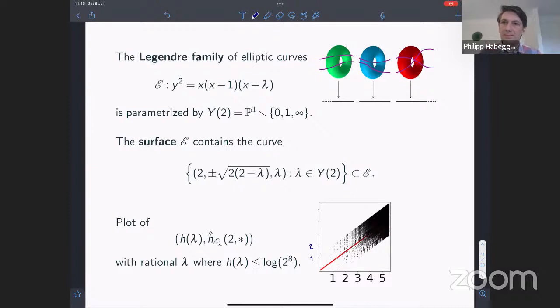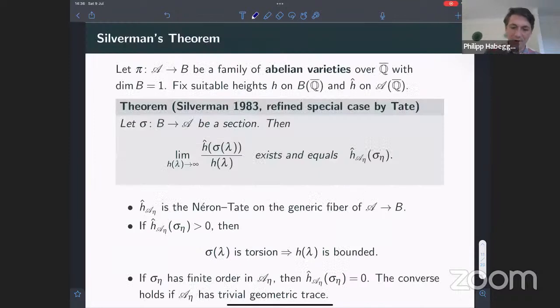All right. Sorry, I think it's 2/3 here in this case. This one. So as you can see, the black dots stay close to this red line. And so you can ask yourself, the two coordinates are related, and how exactly are they related? The suggestion is that the quotient, the ratio, should converge to something as the height of lambda goes to infinity. So in fact, this is a theorem by Silverman in the 1980s.